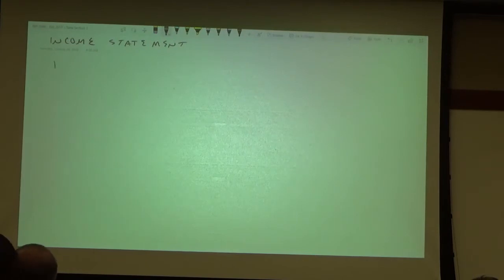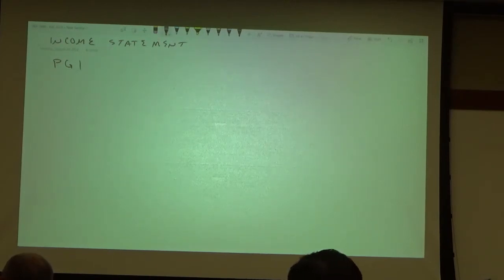Okay, so the normal income statement, you're going to start out with potential gross income. And then from that, you are going to subtract out vacancies and collection losses. And I'm going to go over this in more detail, so just don't get excited yet. We're going to add in other income. That's going to give us effective gross income. We're going to subtract out total operating expenses. That's going to give us net operating income. Then we're going to subtract out annual debt service, which is going to give us before tax cash flow.